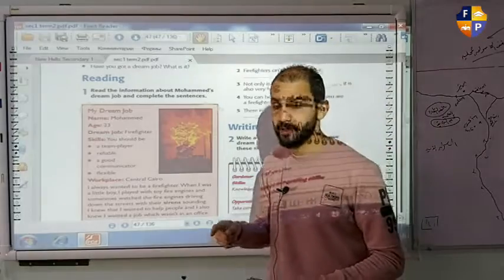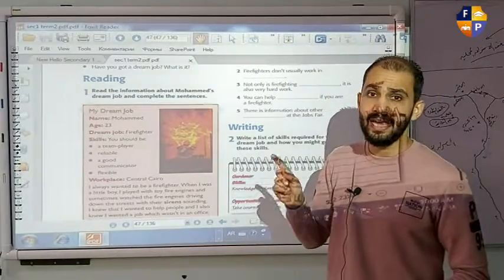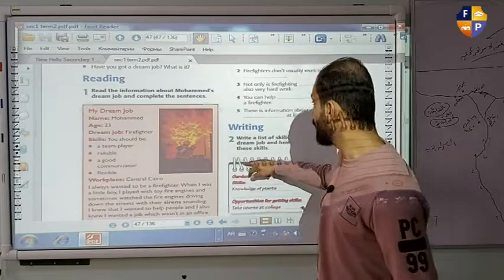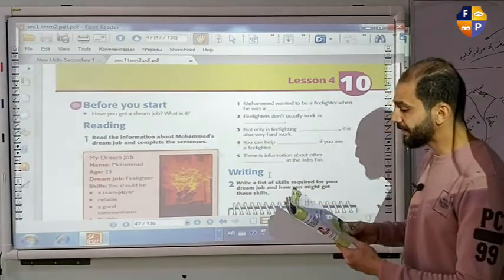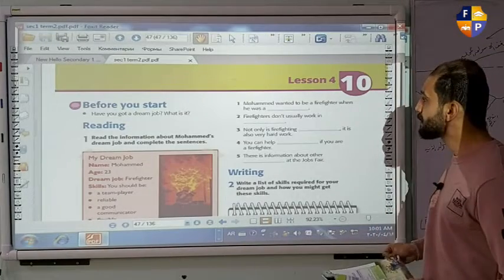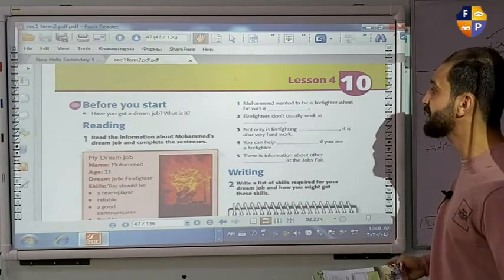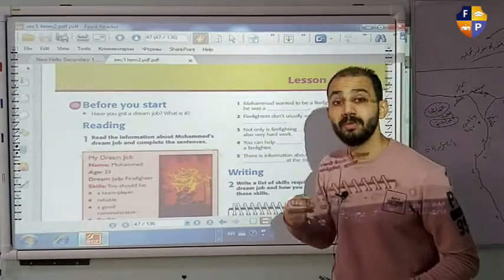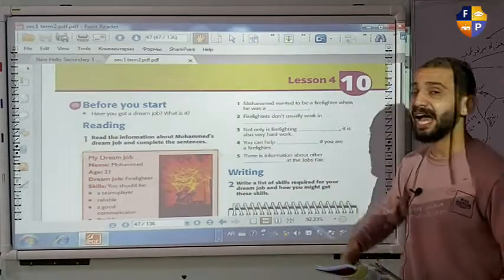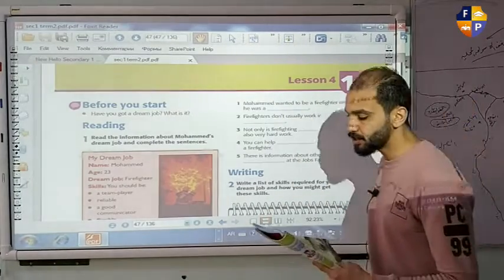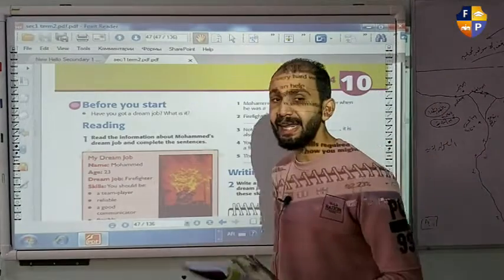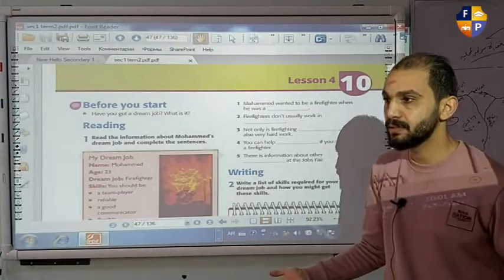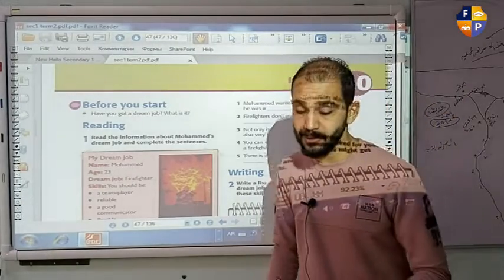Okay, let's answer the questions for this passage. The questions are, exactly, number 1. Muhammad wanted to be a firefighter when he was, yes, exactly, number 1 takes a boy. Number 2, firefighters don't usually work in what? Yes, exactly, in an office.